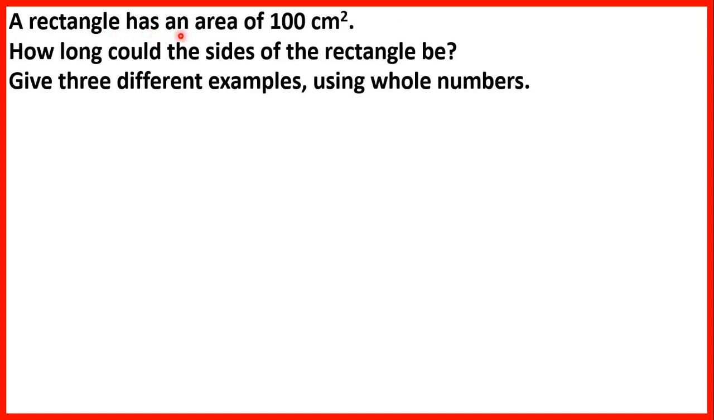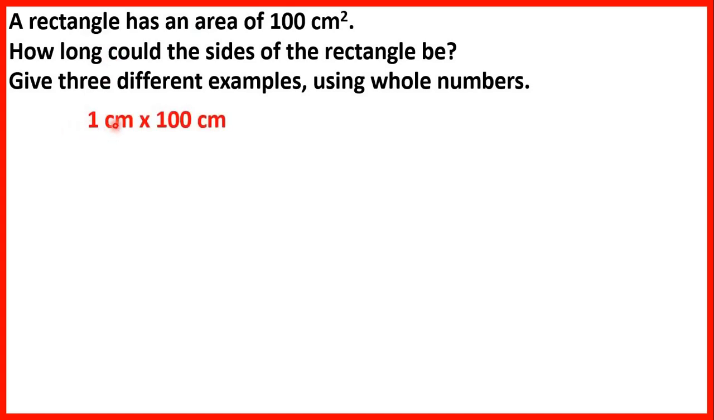A rectangle has an area of 100 centimeters squared. How long could the sides of the rectangle be? Give 3 different examples using whole numbers. So remember, the area of a shape is the amount of space it takes up, and we find the area of a rectangle by multiplying the width and length.